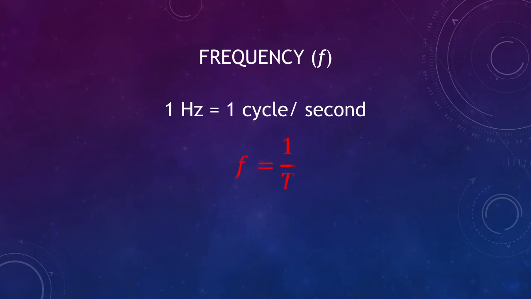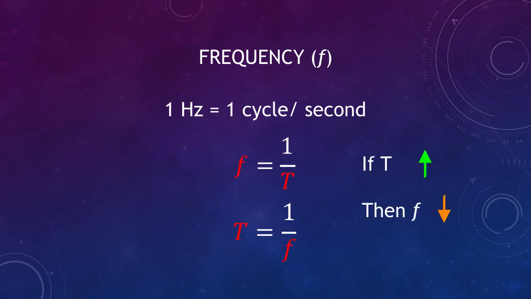It turns out that frequency is the reciprocal of the period, or f equals 1 over T. Frequency equals 1 over the period. Likewise, T equals 1 over f, or period equals 1 over the frequency. Frequency and period are inversely proportional, so as period increases, frequency decreases, and vice versa. These two equations are very important. We will use them throughout the course, so make sure you learn and remember them.